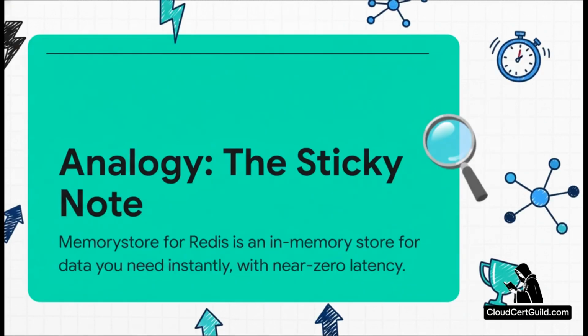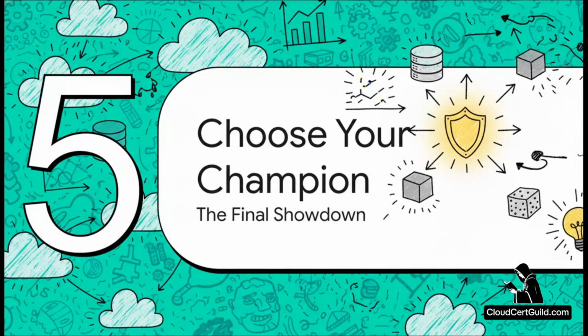And for that, we have Memorystore. It's a managed in-memory data store. Because all the data lives in RAM, not on a disk, access is incredibly fast. It is perfect for caching and for use cases just like this leaderboard, where your response time is measured in microseconds. So, we've walked through a whole range of different problems and found the right database champion for each one.